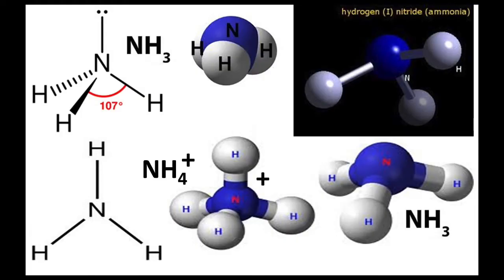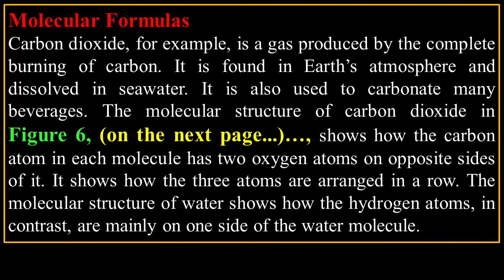Here are the various types of structure. You have 107 degrees between the hydrogens that are kind of out of the plane and below the central molecule. So here are the different perspectives going clockwise, and that is ammonia and ammonium. You see that the ammonium has the positive 1 charge.